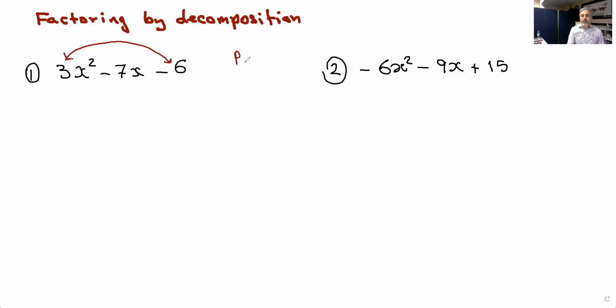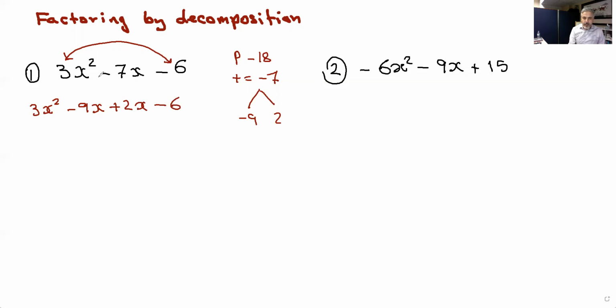So the product is -18, and the two numbers multiply to give you -18 and add to give you always the middle number there, the coefficient of x, which is -7. The two numbers that do that for you are -9 and 2. So what we do, we rewrite this as 3x squared. Instead of -7x, I write -9x plus 2x, then -6 right there.